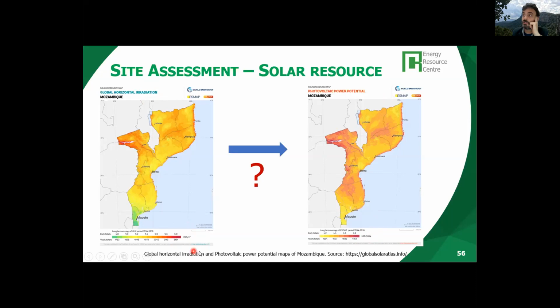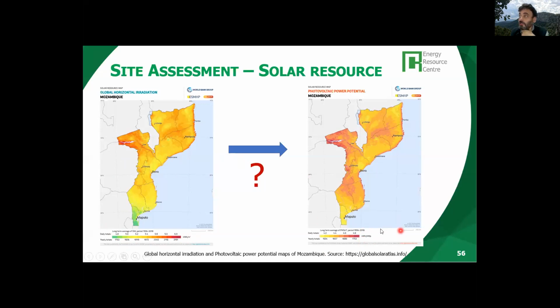This is irradiation, energy received per square meter. In the case of Maputo, somewhere around 4.9 kilowatt hour per square meter per day. And if we look at the yearly, it would be approximately 1,800 kilowatt hour per square meter per year. Okay? This is irradiation. Now look at here. It's a different thing. Okay?